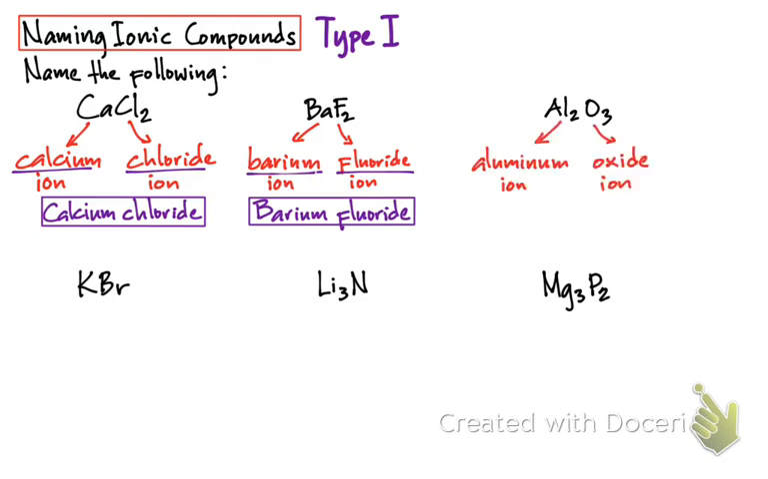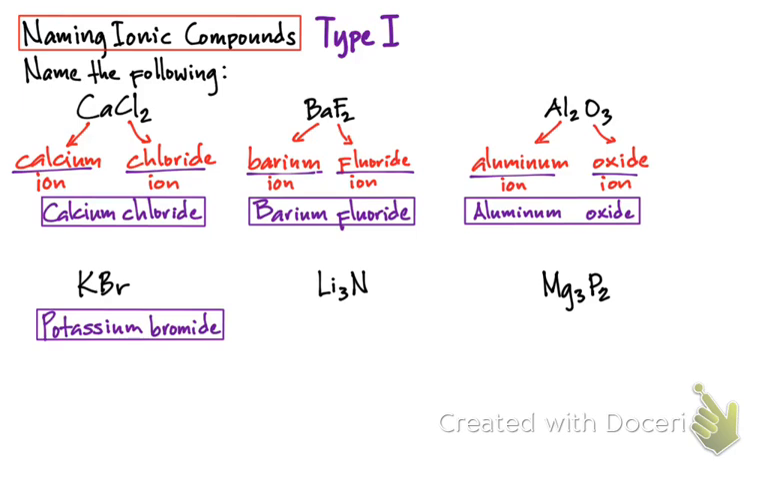The next one is aluminum oxide. The fourth one here, KBr, is potassium bromide. Next one is lithium nitride. And the last one is magnesium phosphide.